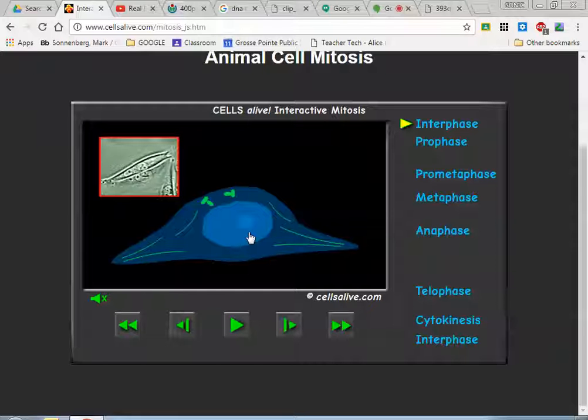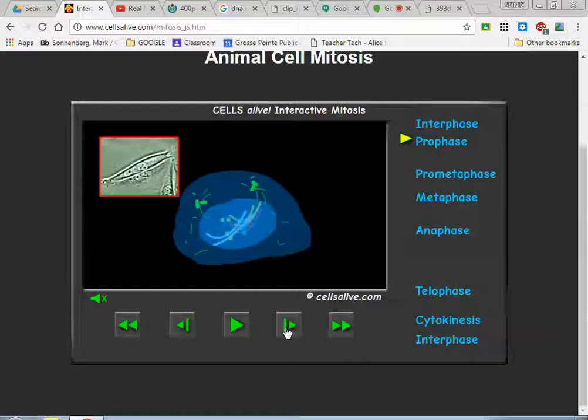It could be 12 hours. It could be 15 hours. DNA is replicating, copying itself. When that stage is done, we enter prophase. Prophase is defined as the stage in which the nucleus is still there. DNA has condensed into sister chromatids.